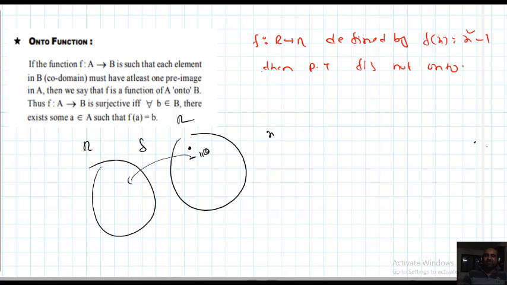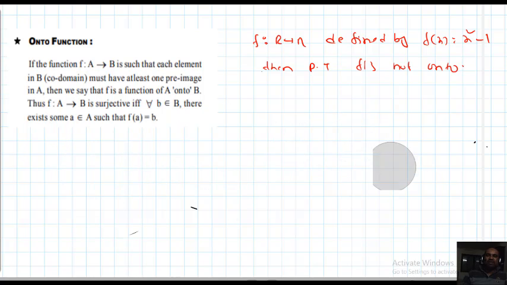The meaning of that, x square minus 1 should be equal to minus 10, such that you want to find x value. Or x square equal minus 9, x equal root over minus 9, which is not a real number. The meaning of that, there is no pre-image for minus 10. There is no pre-image for minus 11 also. So many elements will exist in codomain which don't have any pre-image in domain. What is the meaning of that? Range is not equal to codomain, means given function is not onto.